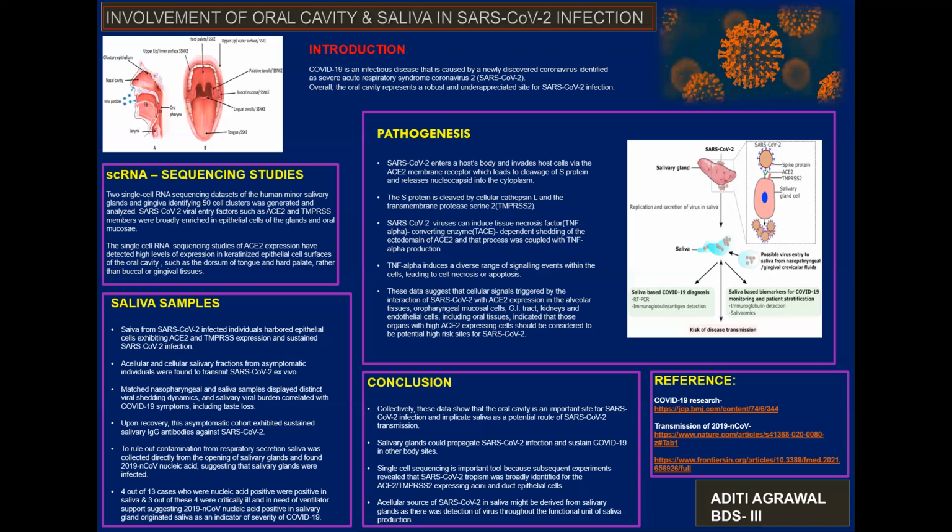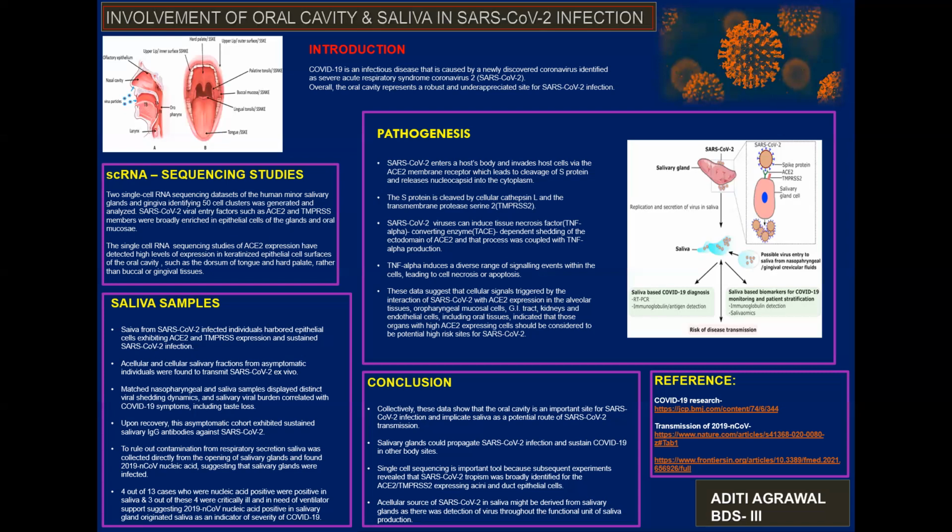The pathogenesis of coronavirus can be explained by a simple mechanism. Coronavirus enters a host's body and invades the host cells via the ACE2 membrane receptor. This binding leads to conformational changes and cleavage of the S protein from the virion and releases the nucleocapsid into the cytoplasm. The S protein is proteolytically cleaved by cellular cathepsin L and the transmembrane protease serine 2, or TMPRSS2. Coronavirus can induce TNF alpha converting enzyme dependent shedding of the ectodomain of ACE2, and that process was coupled with TNF alpha production.